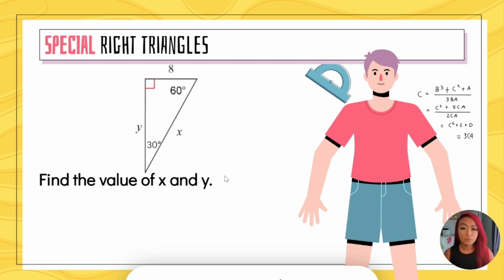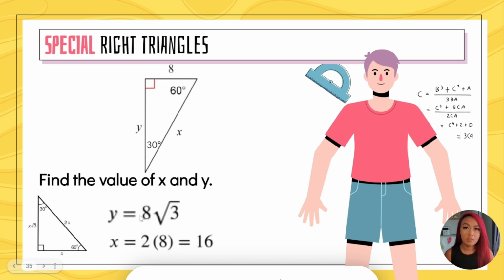So now we can just follow the rules of the 30, 60, 90 right triangle. So that means this side here that's given 8, that would be our x value, right? So if we want to find this longer leg here, y, we substitute 8 for x in this x radical 3 part right here. So y would be 8 radical 3. And then this side here, the hypotenuse, it's just going to be 2x, which is 2 times 8, which is 16.